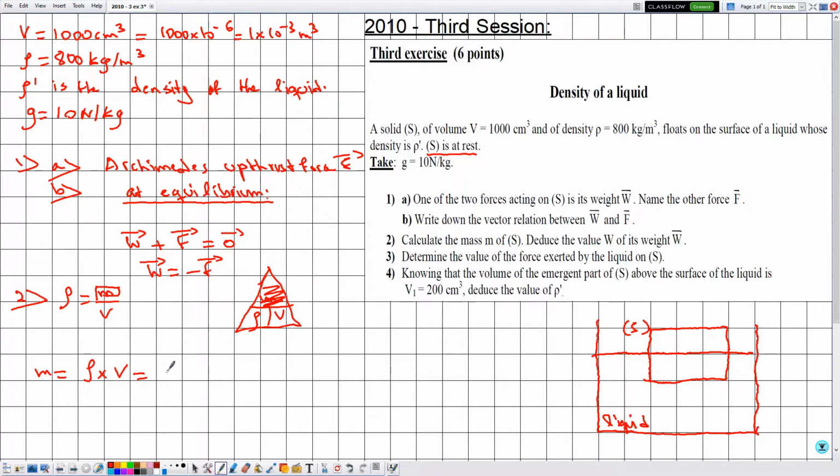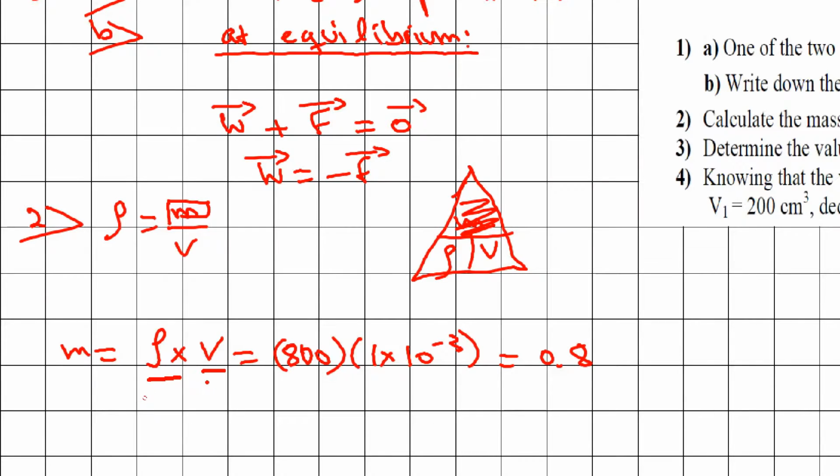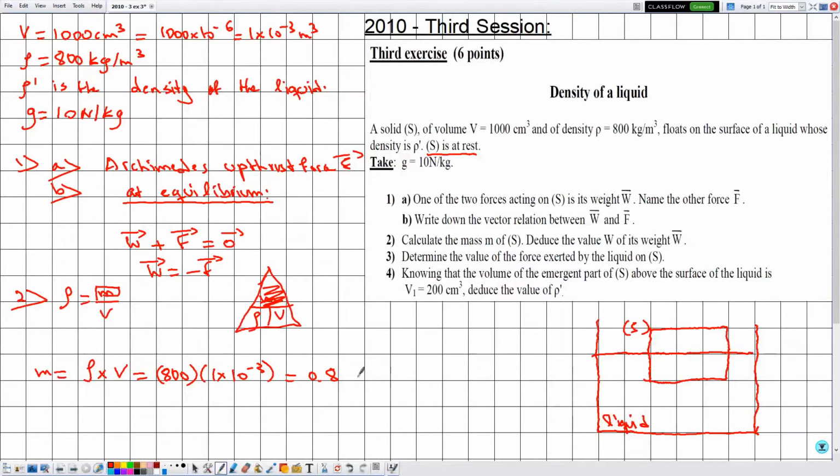Now the density is given by 800 in the SI. The volume V is given by 1 times 10 to the power minus 3. Plugging this on the calculator, it will give us 0.8. Since both density and volume are in the SI, the value of m will be in the SI, which is kilograms. Then the mass is given by 0.8 kilogram.